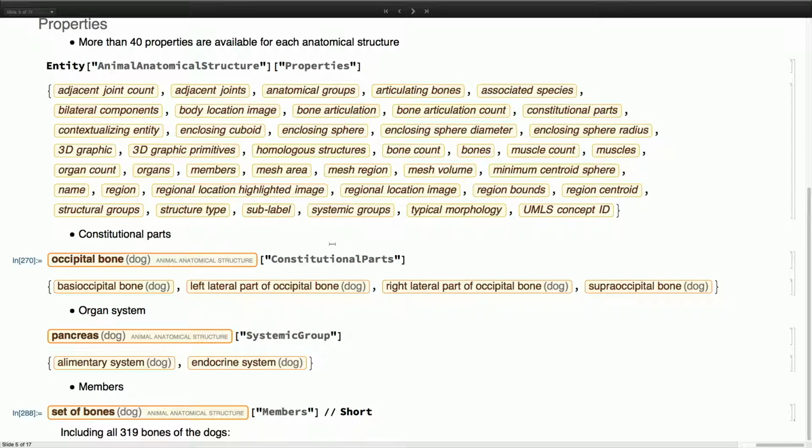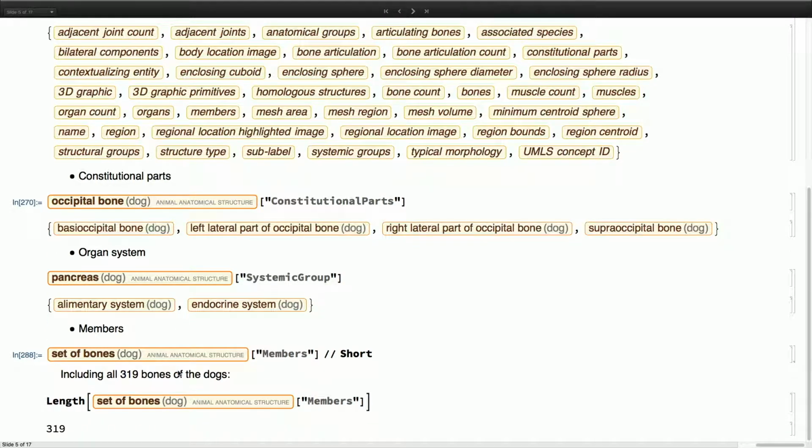And some notable hierarchical relation properties include this constitutional parts property, where you can access the structural part of a particular body part. For example, dog's occipital bone is made of 4 separate parts. And there are additional hierarchical relation properties. For example, system group, you can get the list of organ systems that a particular structure belongs to, or find the complete set of bones in an animal's body.